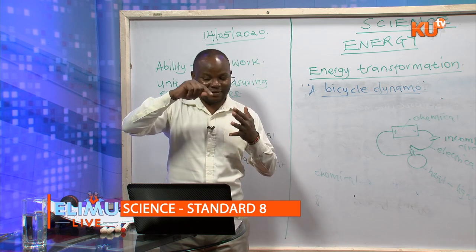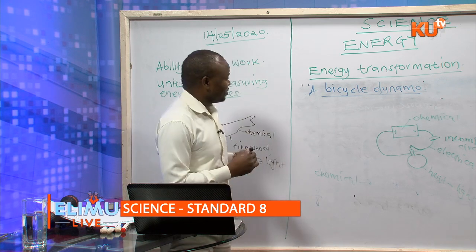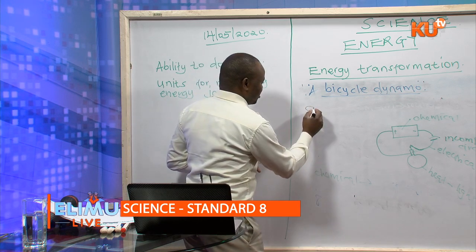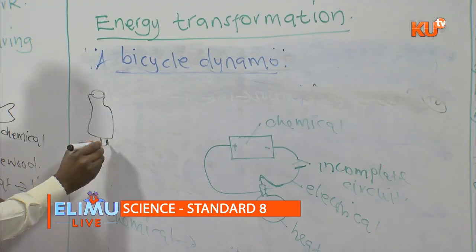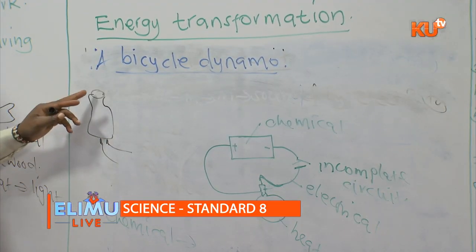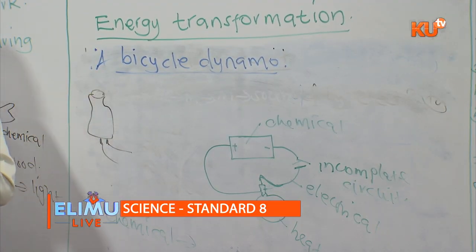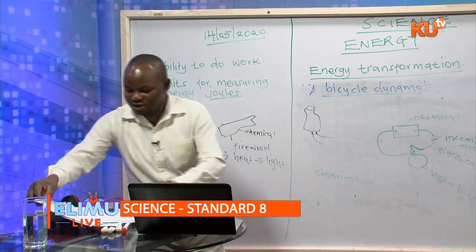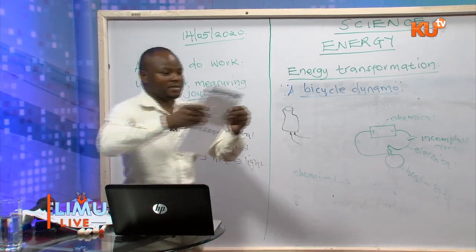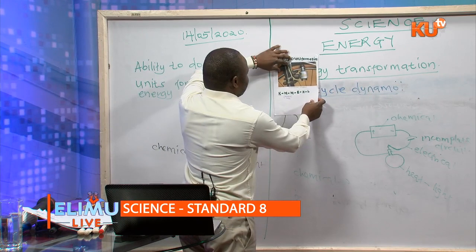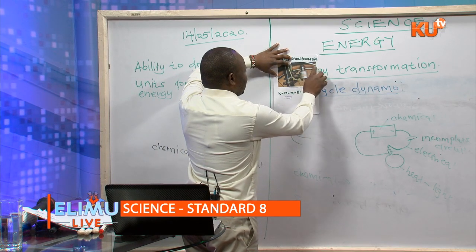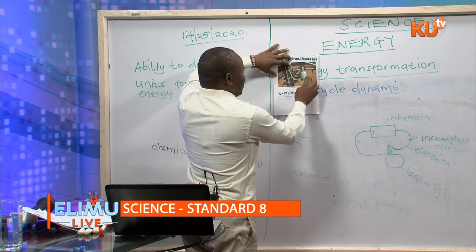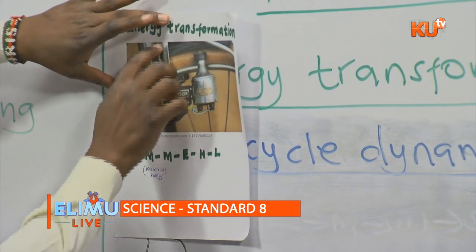That is kinetic. The knob is just like this. Within this knob it has wires, so this knob must be attached to a wheel which rotates. But let me show you. This is the bicycle dynamo, this is the wheel, this is the knob, this is the dynamo itself, these are the terminals, and this is the wire.